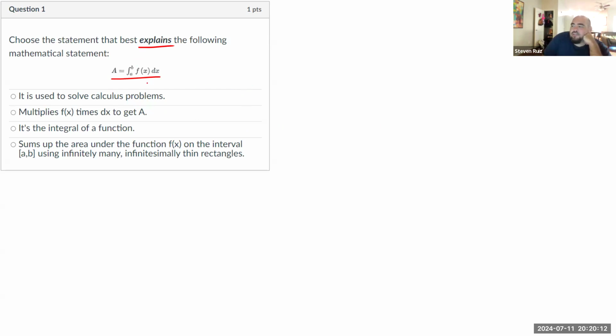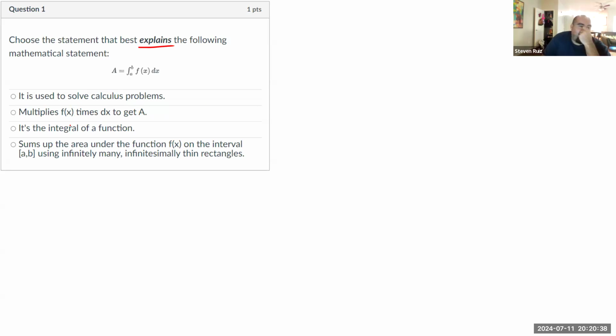This is an integral. So basically A is an integral. So what does an integral do? So yes, it is used to solve calculus problems. Multiplies f of x times d of x to get A. That's a little bit, I don't even know if I can say that's correct. It's the integral of a function. Yes, all those things may be true, but they don't really explain how this thing works.